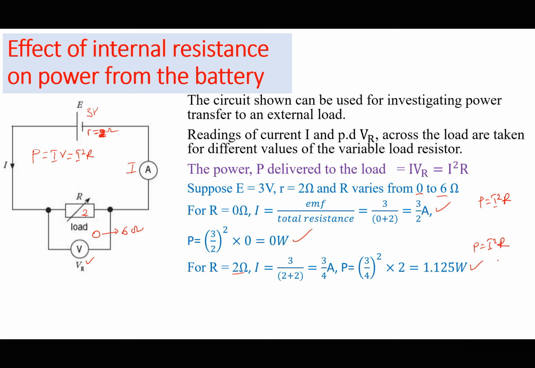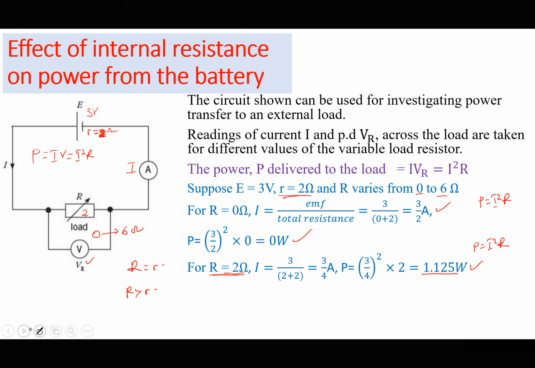So you notice that when the resistance is 0, the power was 0. When the resistance is 2 ohms, the power is 1.125. Remember, 2 ohms was also the internal resistance. Okay, let's try to increase beyond 2, that is, R greater than small r. So here we have R equals small r, and it is 1.125. Let's think of a situation where R is greater than small r.